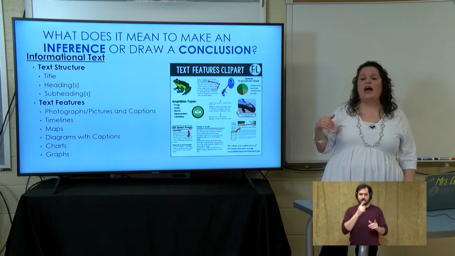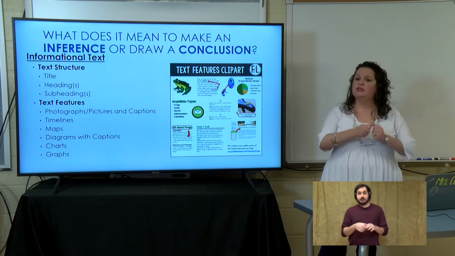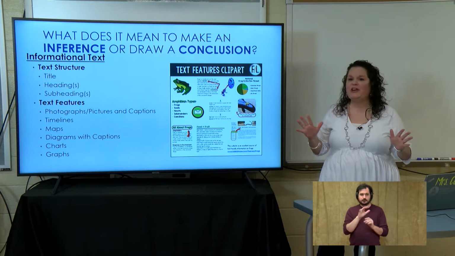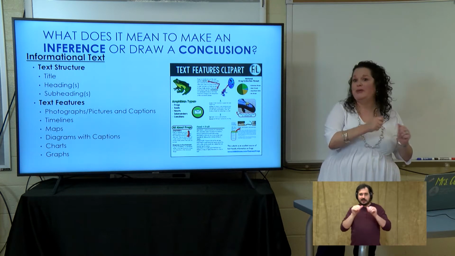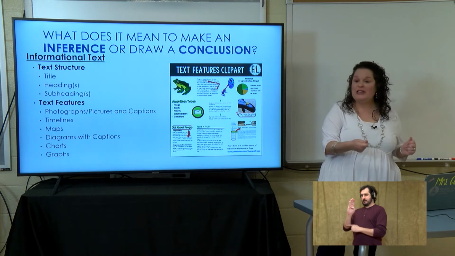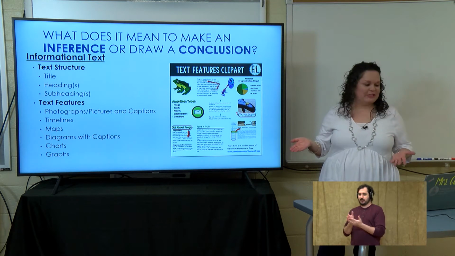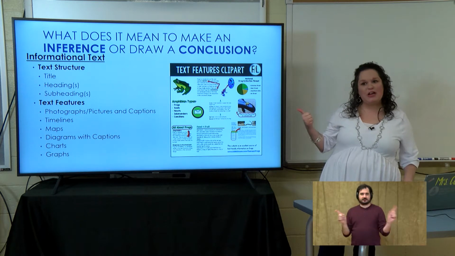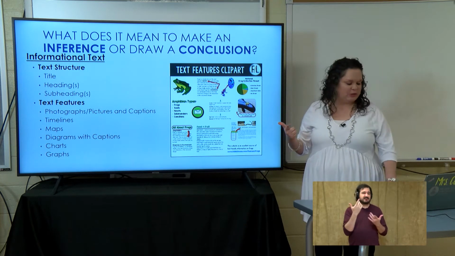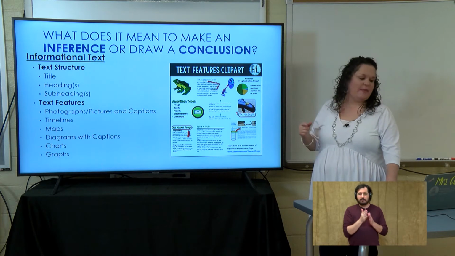Also remember that informational text, your social studies book, your science book, looks much different than your Amelia Bedelia book that you read in second grade, or your first grade Frog and Toad book. It's supposed to look different. Why? Because of the text structure and because of the text features within an informational text. So boys and girls, keep that in mind as well.